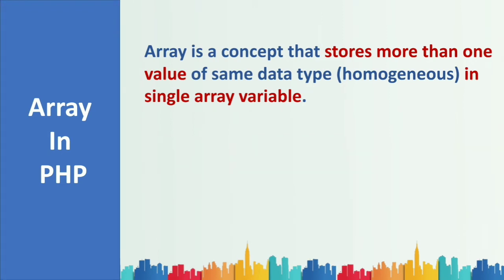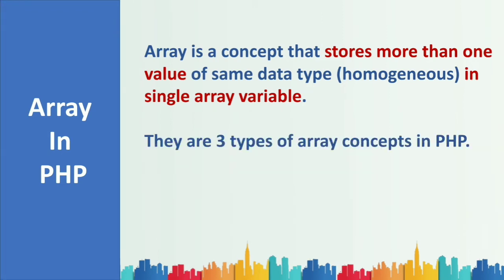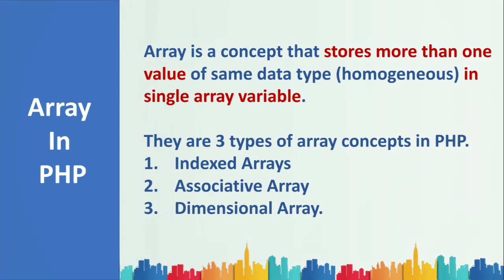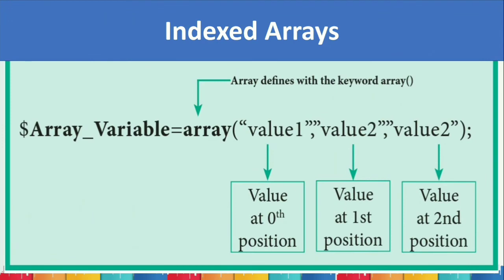Here in this concept we have 3 different types of array: indexed array, associative array, and multidimensional array. First let us learn about the indexed array. Indexed arrays are arrays with a numeric index for the available values. Look at the position value. We give the position as 0 for the very first variable, 1 for the second variable, 2 for the third variable, and it goes on.